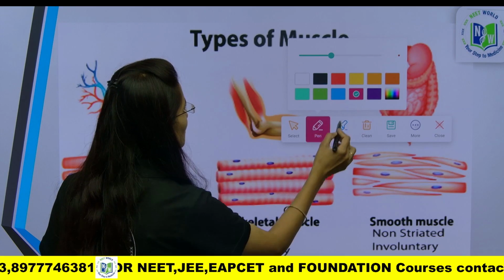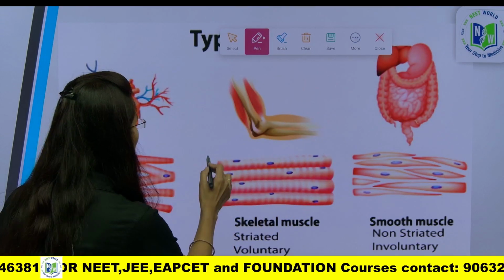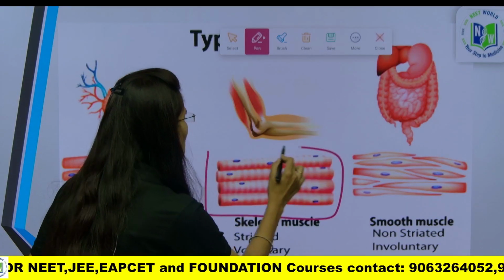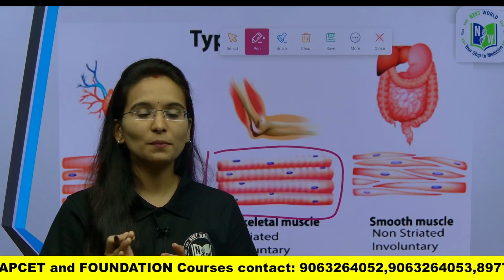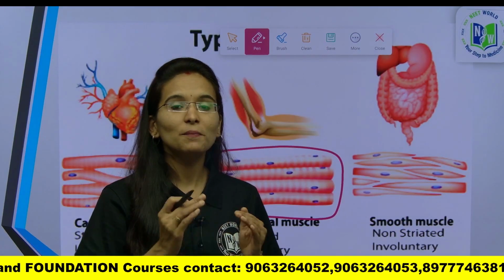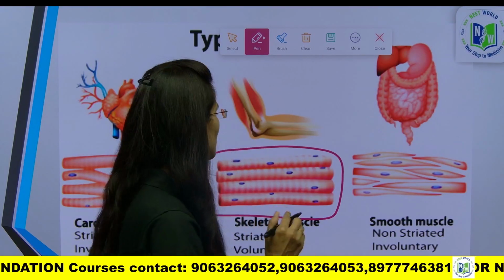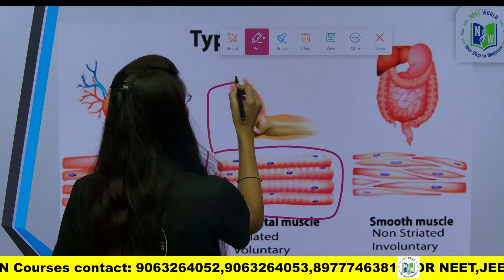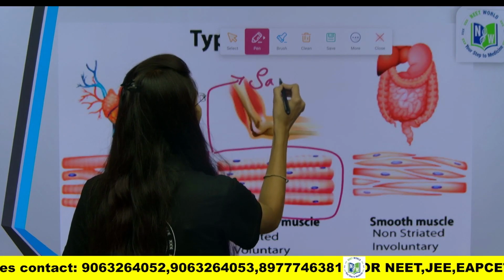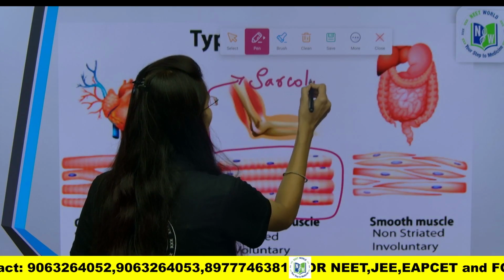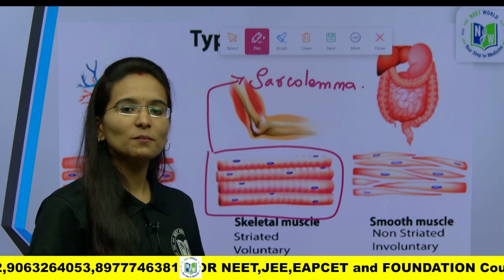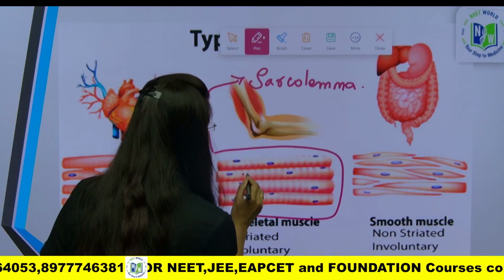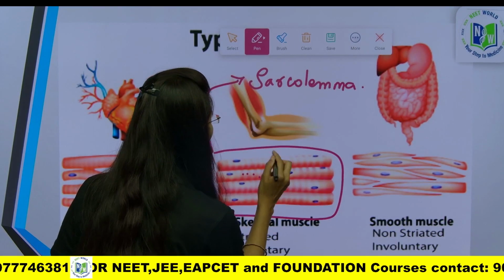A typical muscular tissue is covered by a plasma membrane. The plasma membrane of the muscular tissue is called sarcolemma. And the cytoplasm of the muscular tissue is called sarcoplasm.